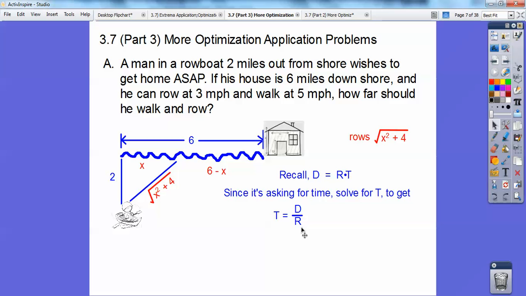Now I got a time for this rowing and a time for this walking. Remember, the rowing he does at 3 miles per hour, so it's going to be the distance divided by 3 on that one, and for the walking, it's going to be the distance, 6 minus x, divided by 5, because time equals distance divided by rate. So the row time is this distance divided by the rate, and the walk time is this distance divided by the rate. That's what I'm going to differentiate, you guys.